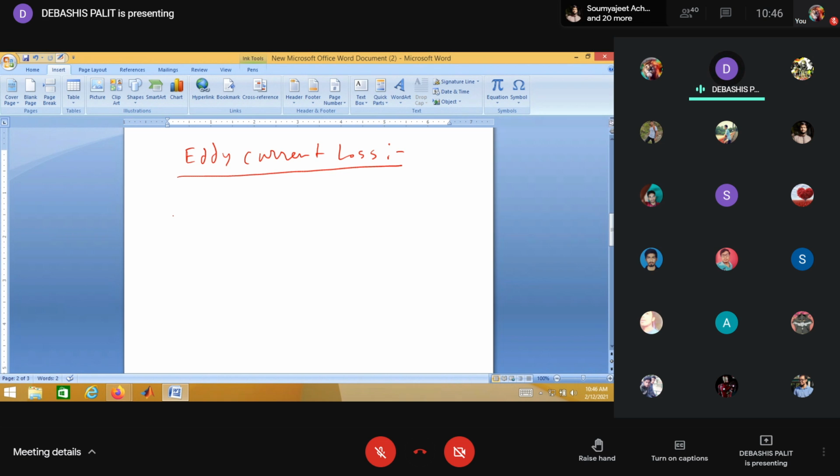The core is a magnetic material, so the change of flux linkage in the core is undesirable, but you cannot avoid it. Due to the change of flux linkage in the core, the current induced in the core is the eddy current. That is an undesirable current, but you cannot avoid it. You can only reduce this eddy current. How can you reduce this eddy current?